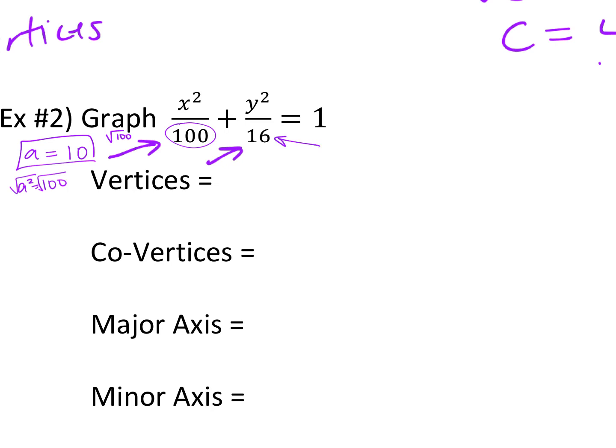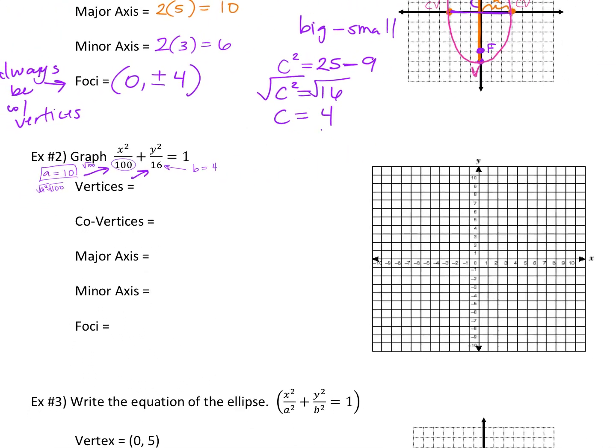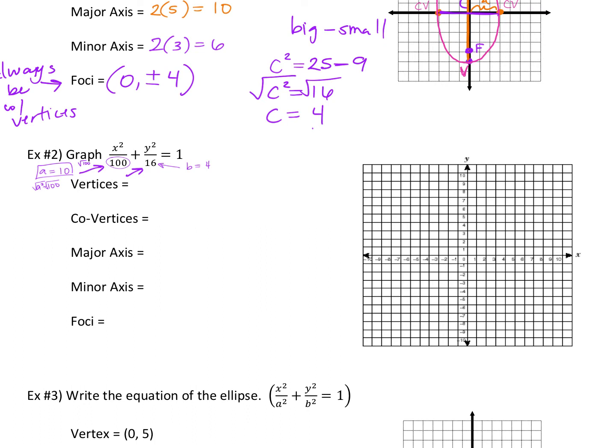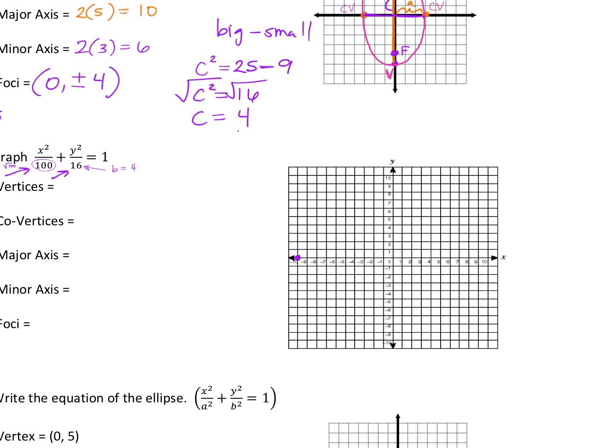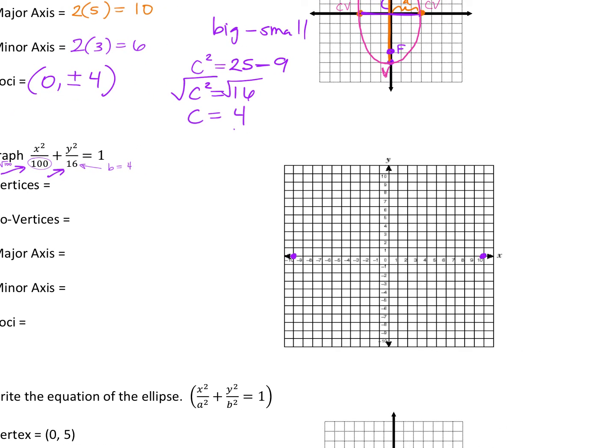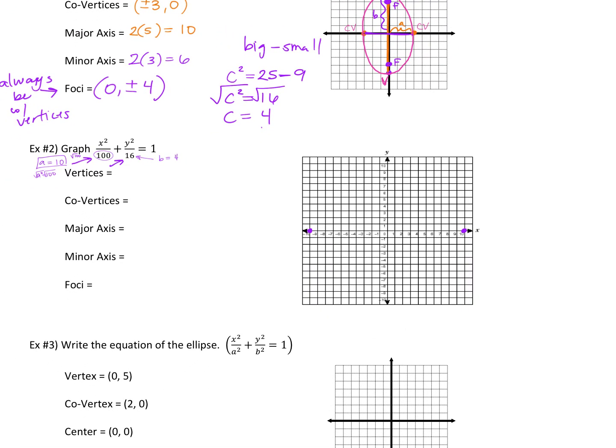What's your b value? B is 4. Okay. Now, keep in mind, a is 10. A is always to the left and right. So 10 is negative 10 and positive 10. Okay. So my vertices are going to be at plus or minus 10, 0.